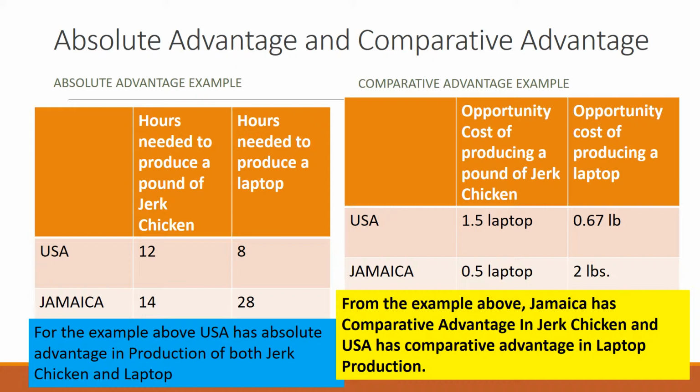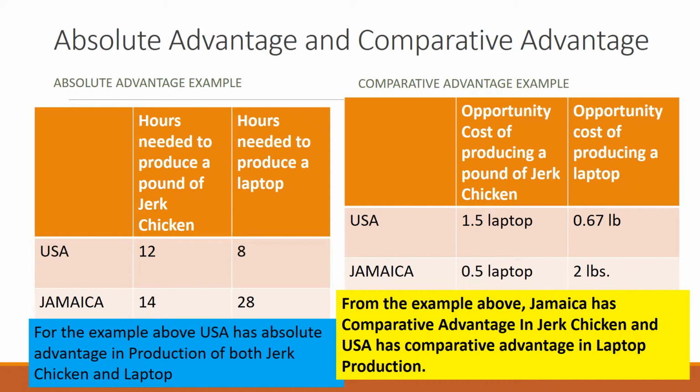Now let's see what would be the opportunity cost for Jamaica to produce a pound of jerk chicken. Well, Jamaica produced a pound of jerk chicken, that means Jamaica has already spent 14 labor hours. Now, in hindsight, Jamaica is asking itself this question: by using these 14 labor hours, how many laptops would I have assembled instead? So then we have to look at Jamaica's time required for producing a laptop.